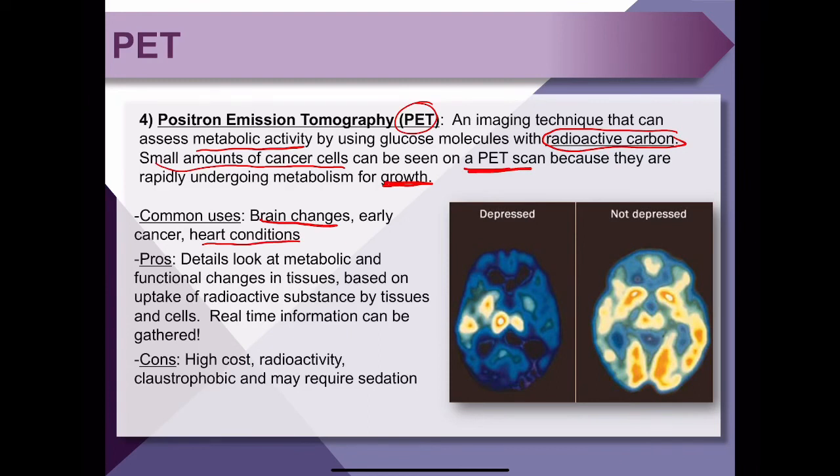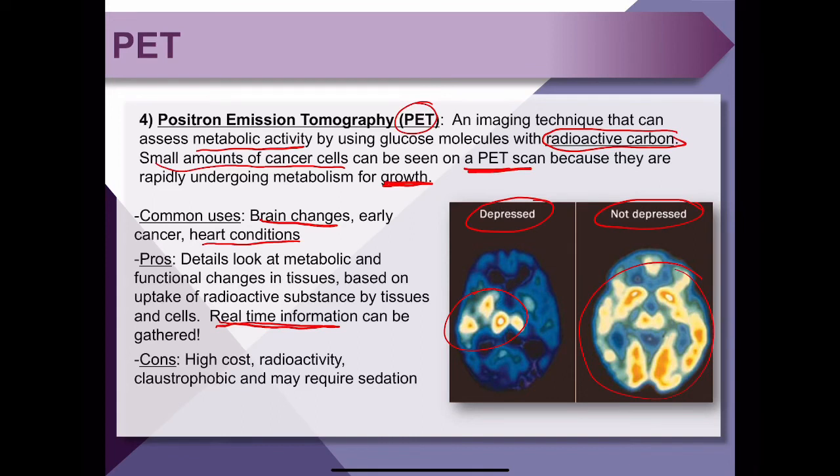The pros are that they provide that detailed look and, like I said, that live metabolic activity assessment of that particular organ or tissue. Real-time information can be gathered as we look at what areas of that organ are flashing to show a lot of metabolism in those areas. For example, in a depressed brain, you will see very little activity, whereas in a non-depressed brain, you will have a lot of different activity going on.